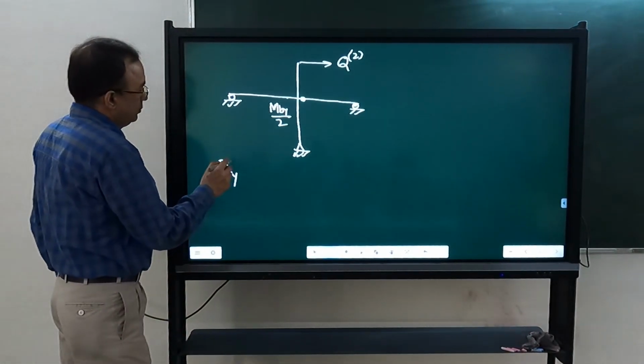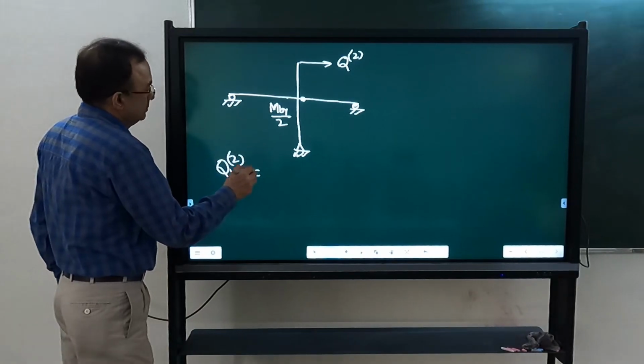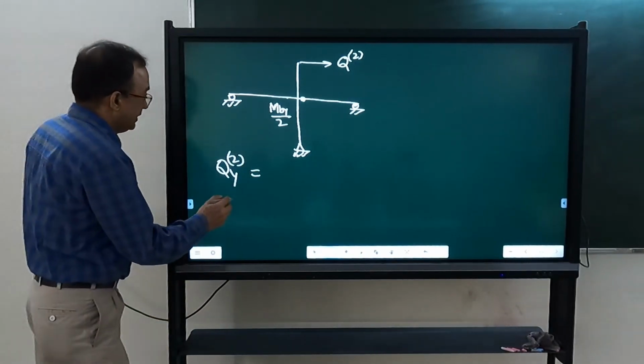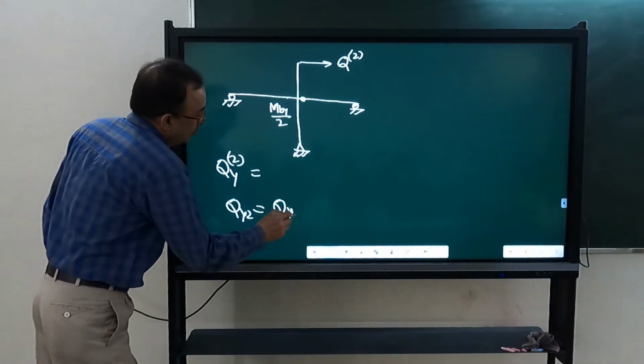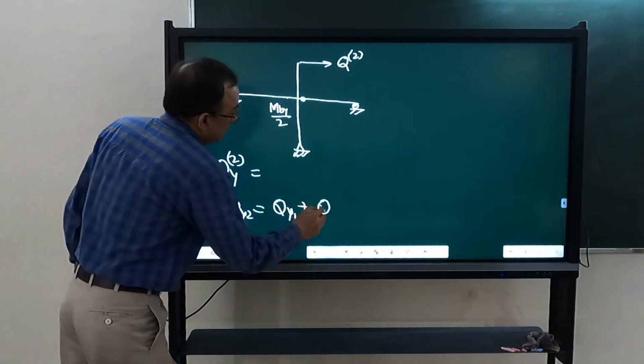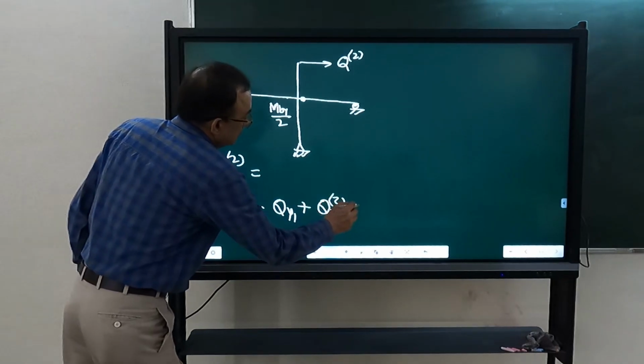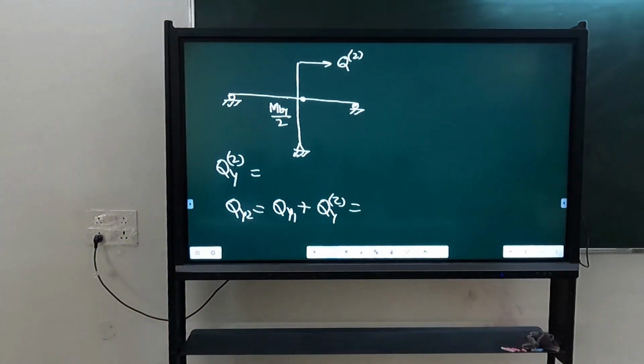And Q by 2 you will get from here, and then Q by 2 is Q by 1 plus Q by 2. The superscript 2 is representing second iteration or second step.